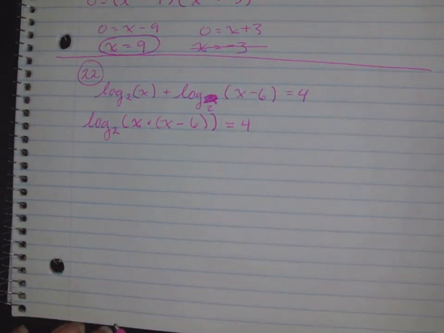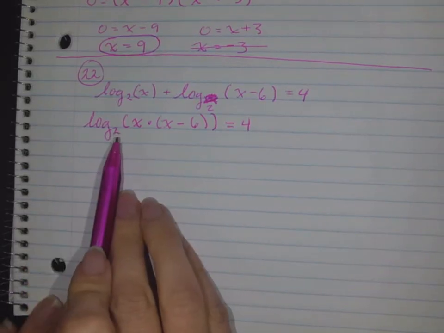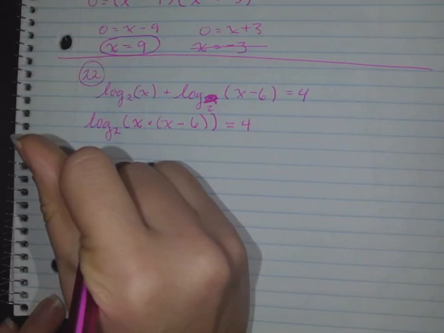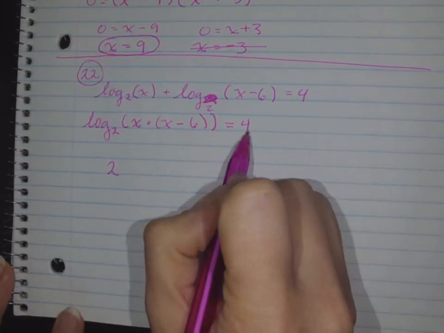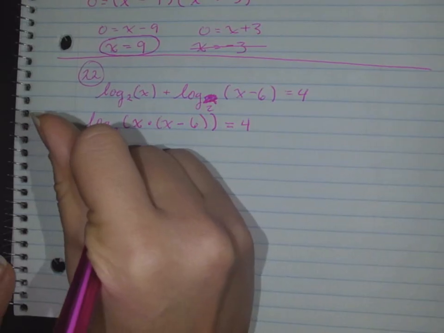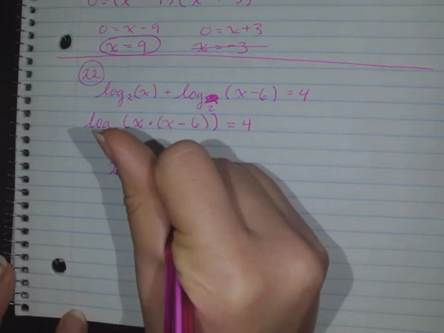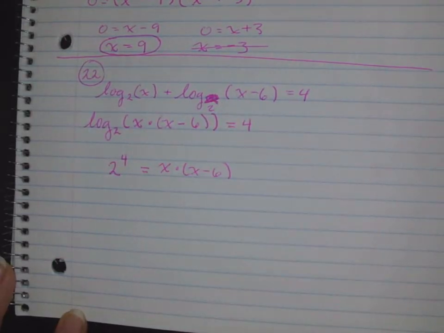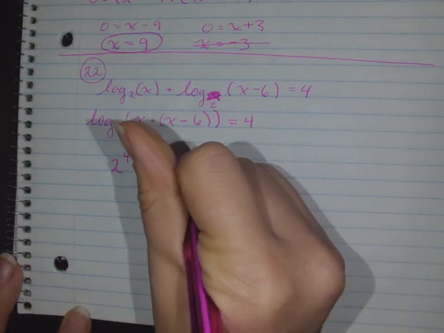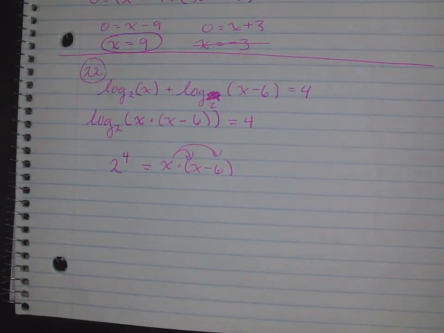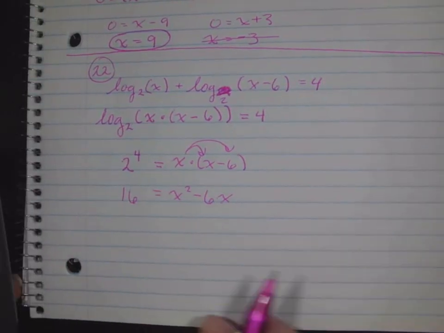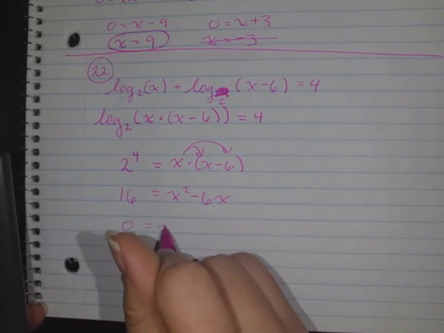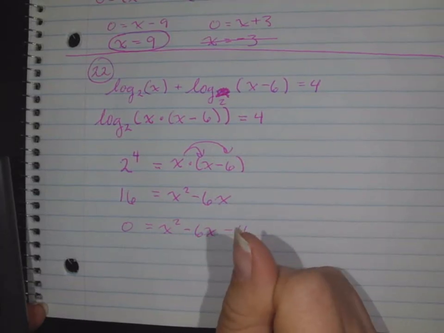All right. So we're going to do what we did last time, which is take the base, bring that down, and then flip-flop what was on the other side of the equal sign and what was in the parentheses. So the other side of the equal sign becomes the exponent, and this is going to equal what was in the parentheses. Let's distribute the x, and then 2 raised to the 4th is 16. So 16 equals x squared minus 6x. Okay. Let's subtract 16. So we have 0 is equal to x squared minus 6x minus 16.